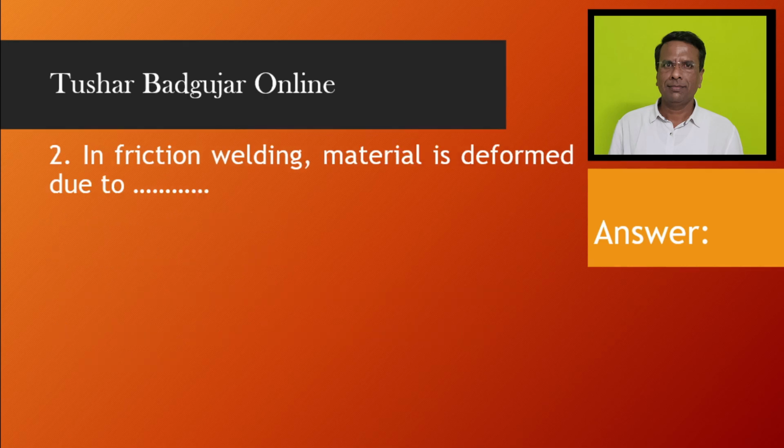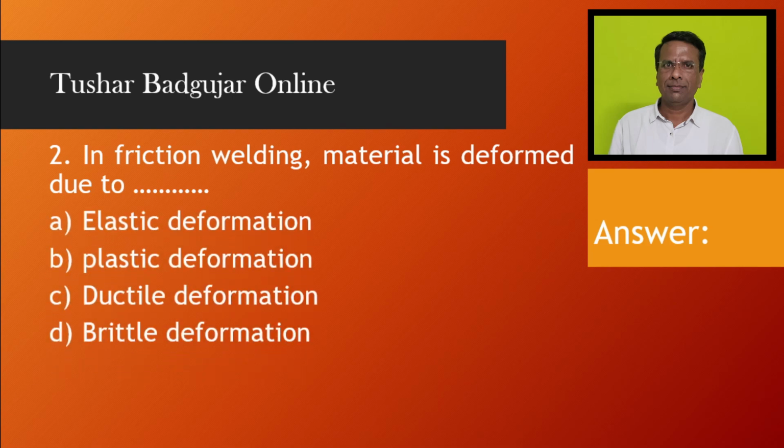In friction welding, material is deformed due to: elastic deformation, plastic deformation, ductile deformation, brittle deformation. And the answer is B. Plastic deformation.